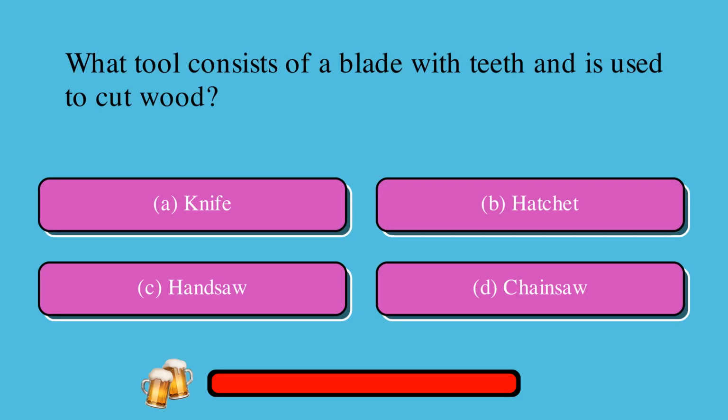Which tool consists of a blade with teeth and is used to cut wood? Is it A. Knife, or B. Hatchet, or C. Handsaw, or D. Chainsaw? The correct answer is C. Handsaw.